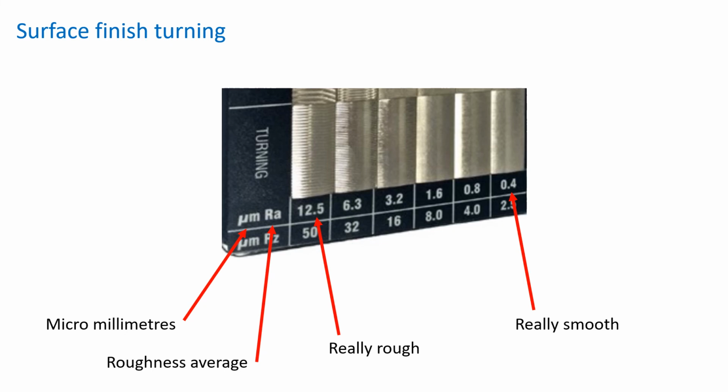The value will be RA in micrometers. Really rough is 12.5, so if we see a 12.5 surface finish on a mechanical drawing, it basically means really rough, usually surface prepared for painting or something like that, and a really smooth, usually for bearing surfaces or mating parts.